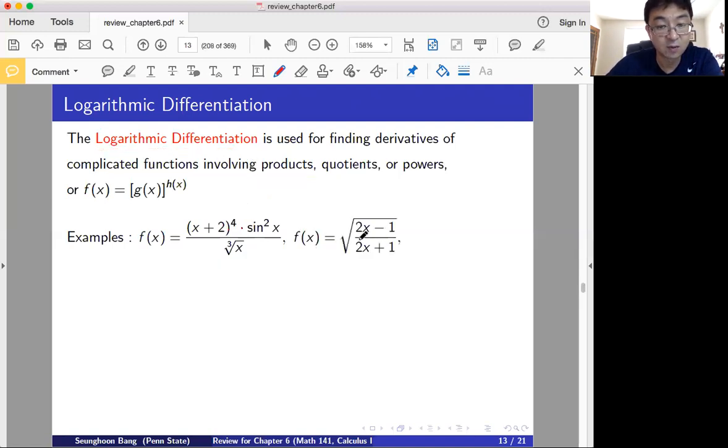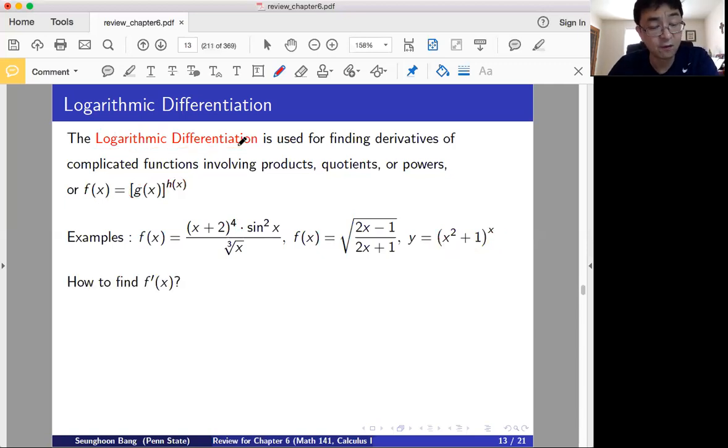Second one, same. Quotient. This is 2x minus 1 over 2x plus 1 to the power 1/2. We have powers. We can use logarithmic differentiation. Third one, x squared plus 1 to a power: the base is a function and the power is a function, so we use logarithmic differentiation. This is the idea.